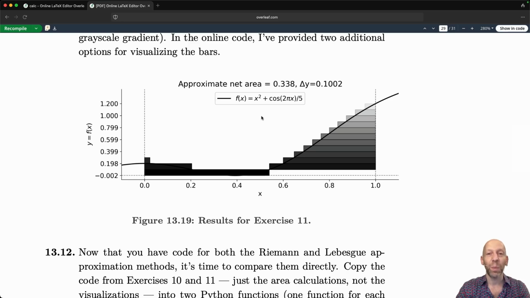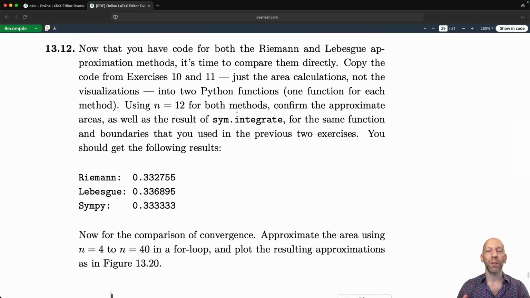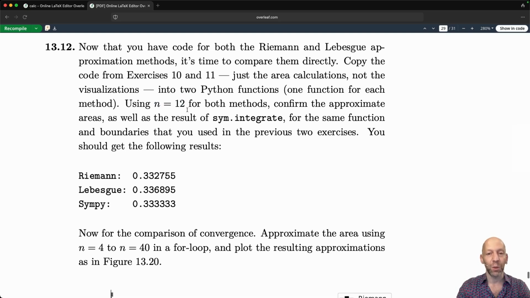You want to write these Python functions specifically to solve this equation, and to approximate the area of this expression. So one function for the Riemann sum, one function for the Lebesgue approximation, and you want to make sure that you can vary the n, the number of partitions, in both functions, because that is key to the next part of the exercise. Then also use sym.integrate to find the exact definite integral, and that's going to be our comparison.